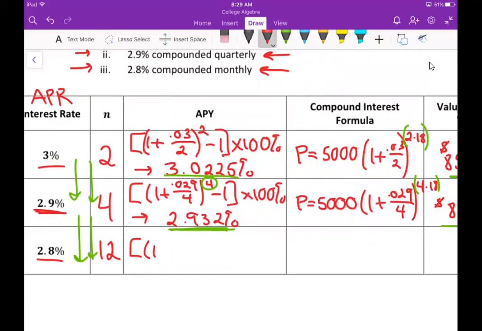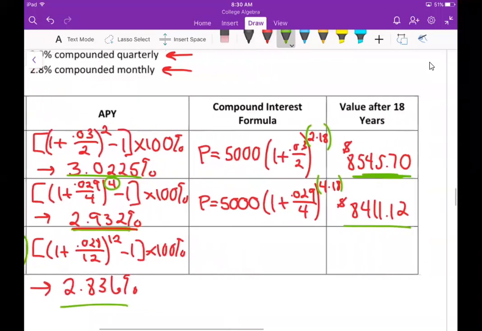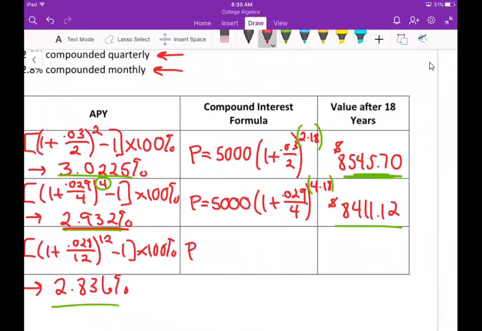So here you're going to take 1 plus 0.028 this time, divided by 12, to the 12th power, okay? Subtract 1, multiply by 100%, and here you'll get an APY of 2.836%. So again, it's not going to match up to that 2.932% or that 3.0125%. We're still going to be a lower amount, even though we're compounding so many times a year. Okay, let's see how much lower by taking off those 0.2%.